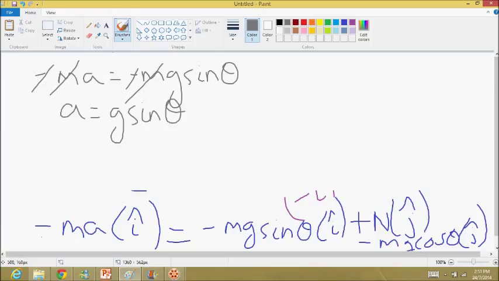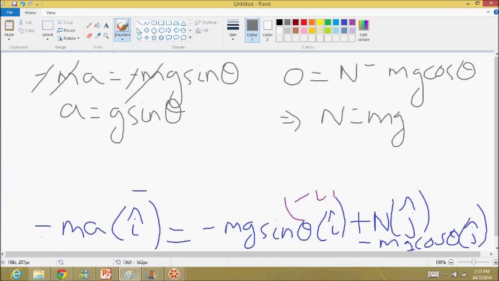Similarly, if we equate in the j direction, we get 0 is equal to N minus mg cos theta. These are all the terms in the j direction. And if we just rearrange that, you'll get N is equal to mg cos theta.